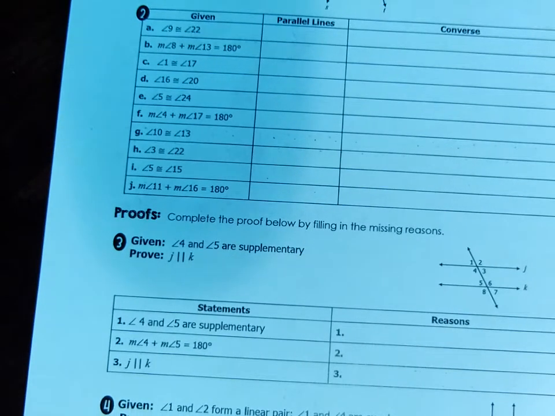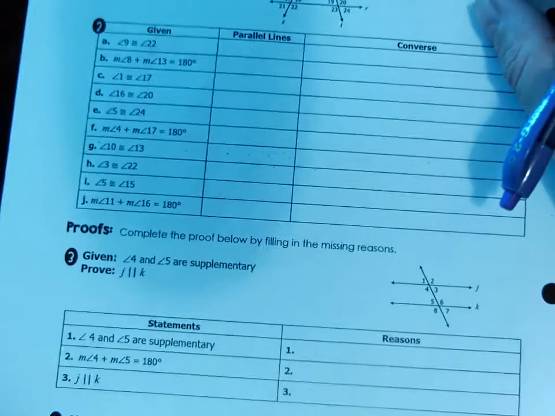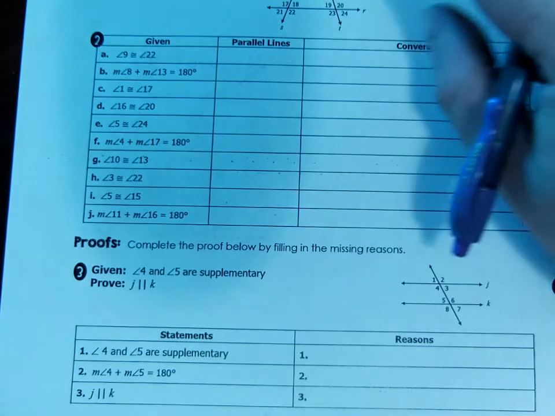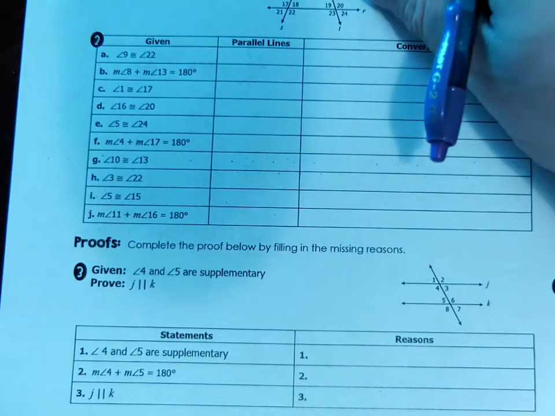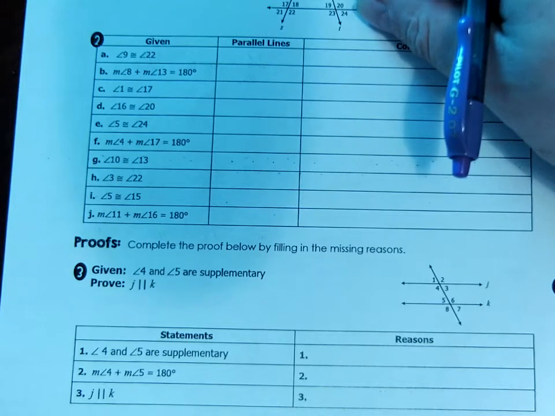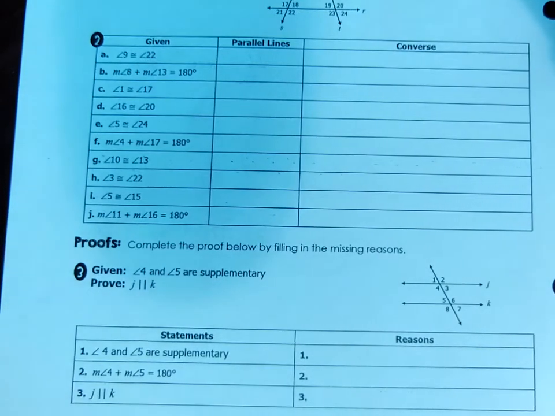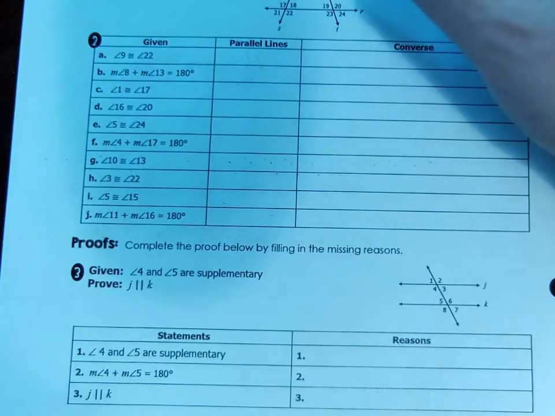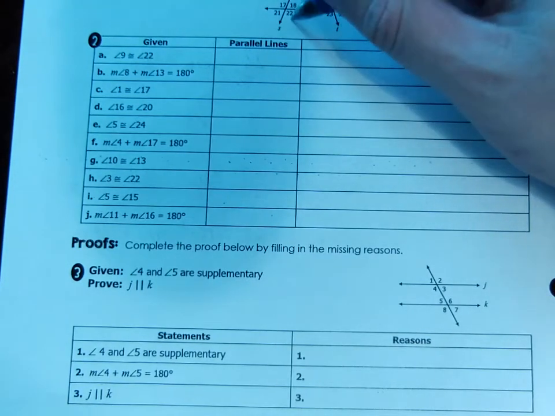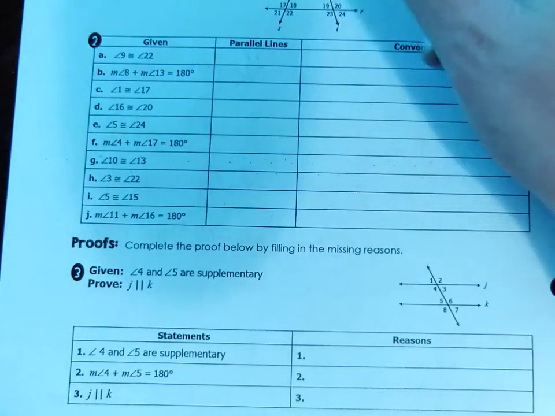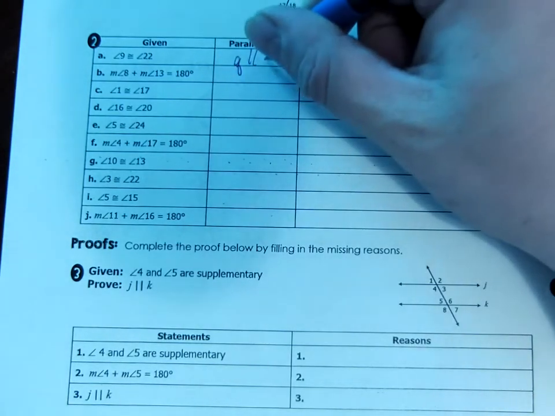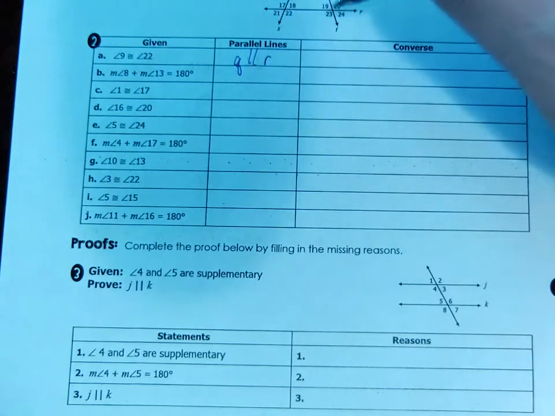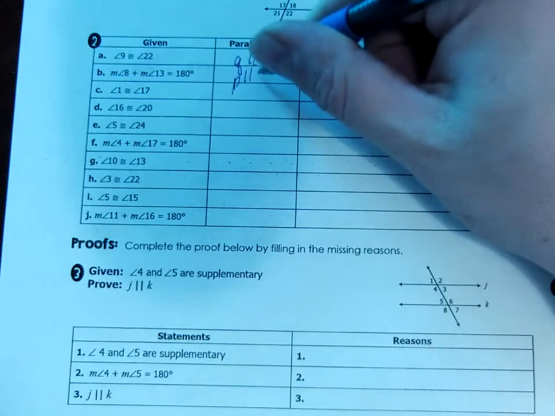Alright, so this is a very odd photo. But this, we're trying to show P and Q are parallel, or Q and R are parallel for this particular question. So we're either trying to show PQ or QR. So 9 and 22, or actually we could show P and R as well. So 9 and 22, if those are congruent, that would mean Q is parallel to R. 8 and 13, if those are supplementary, that means P is parallel to Q.